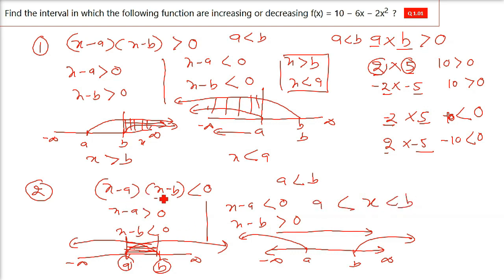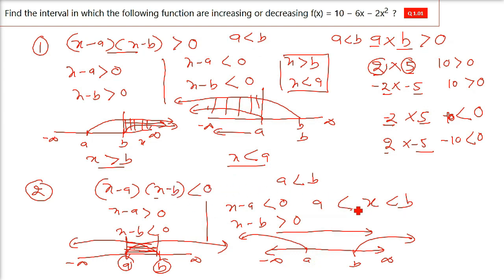Here also the common solution is that x should be between a and b. So whenever the question has factors, just write this: x greater than b, x less than a in the first case. In the second case, x has to lie between a and b. This is the whole scenario you should understand.